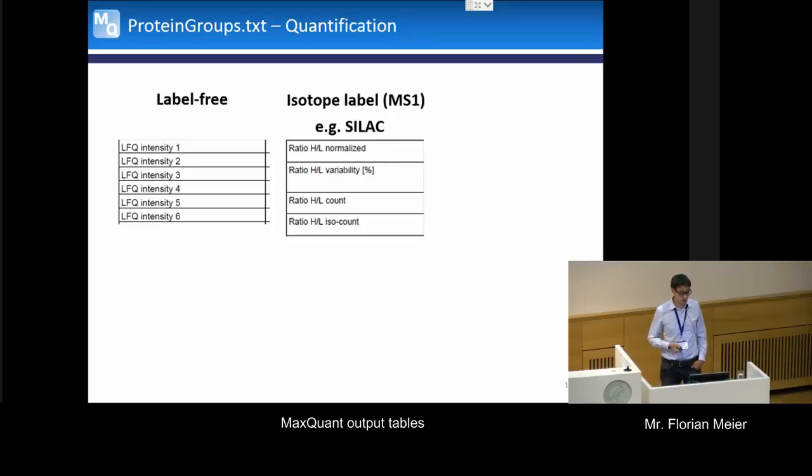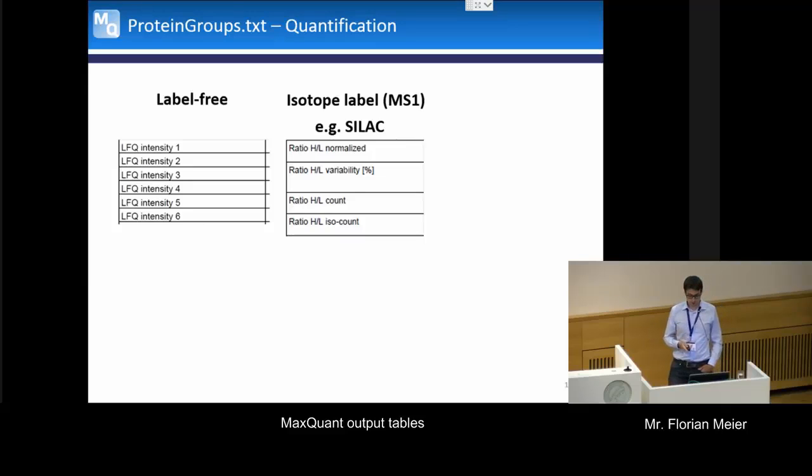On the other hand, if you run an experiment where you labeled the precursors or the peptides on the MS1 level, for instance in SILAC, instead of getting the LFQ intensities, you now end up with ratios. This can be heavy to light, or heavy to medium, and quite conveniently, MaxQuant also outputs a column for the variability in this ratio, and also how many peptides went into the count for the ratio. And also, if you check the requantify option, you also get an idea of how many peptides were requantified and went into this ratio.